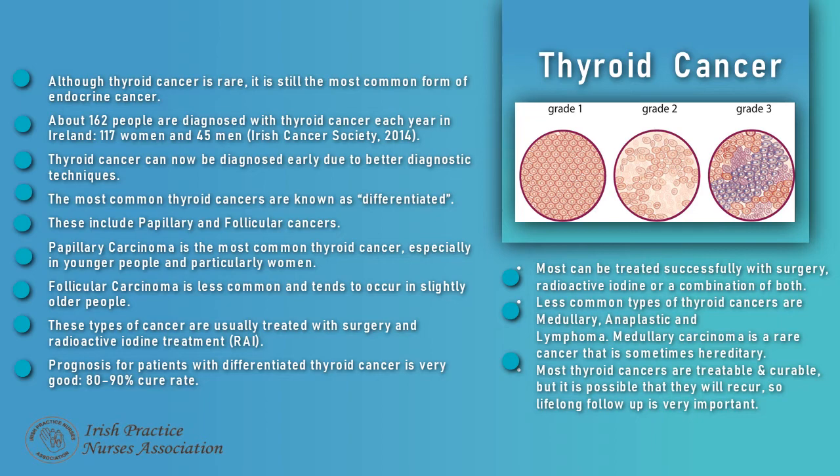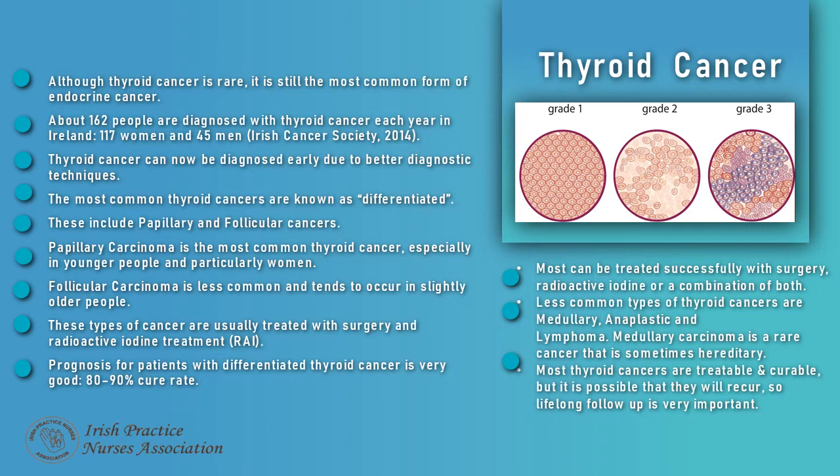The most common thyroid cancers are known as differentiated. These include papillary and follicular cancers. Papillary carcinoma is the most common thyroid cancer, especially in younger people and particularly women. Follicular carcinoma is less common and tends to occur in slightly older people. These types of cancers are usually treated with surgery and radioactive iodine treatment.